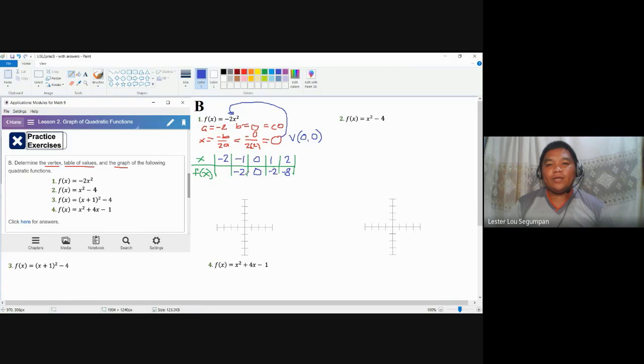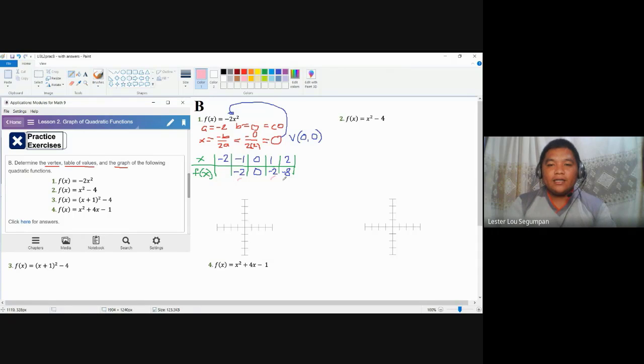Please be careful with the signs. If your answer here is a positive 2, you will not be making a parabola. The hint that you need to remember to know whether your table of values is correct or not is simply this: look at the values one step away from the vertex in the f of x row, negative 2 and negative 2. They must have the same value for us to see a parabola.